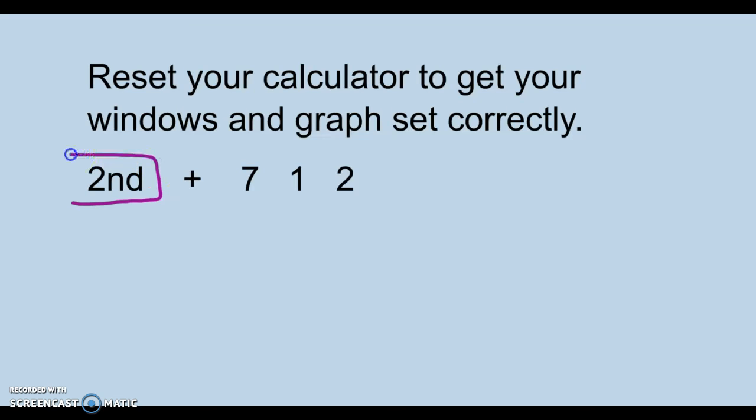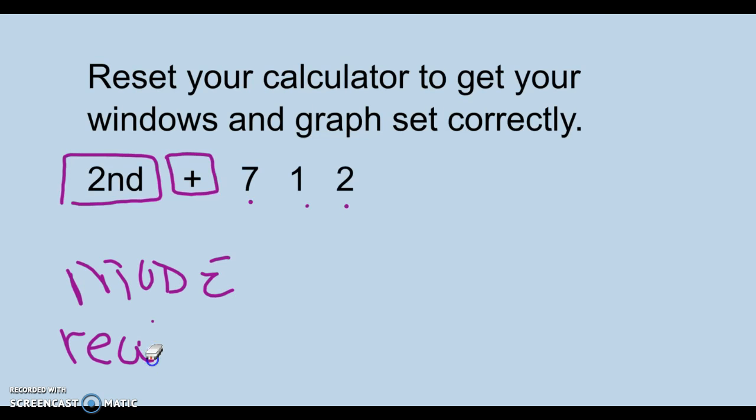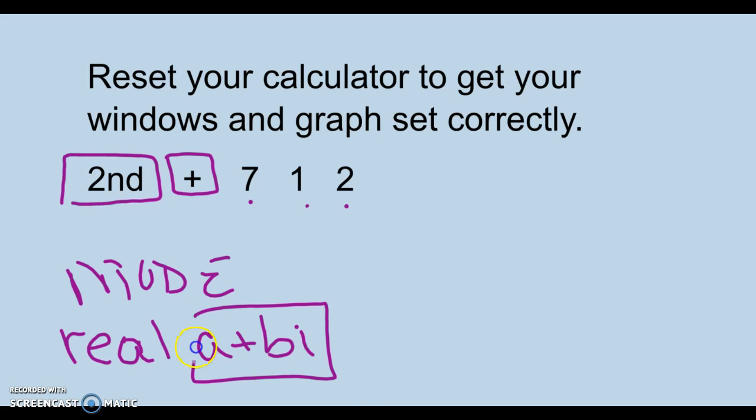You're going to press your second button. You're going to hit your plus sign. Then you're going to press the number 7, 1, 2. It's going to reset it. And then remember to go back and reset your mode so that you can speak in imaginary numbers. So you go down, real is probably highlighted. You want it to be A plus BI. Highlight that, hit enter, and now your calculator is ready for imaginary numbers.